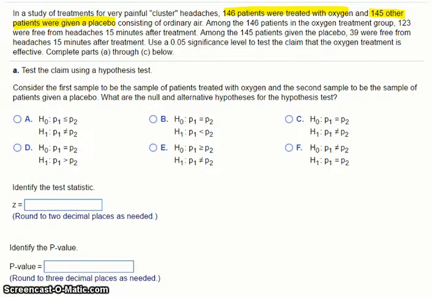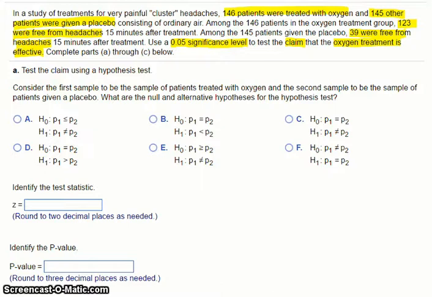Among the 146 patients in the oxygen treatment group, 123 were free from headaches 15 minutes after treatment. Among the 145 patients given the placebo, 39 were free from headaches 15 minutes after treatment. Use a 0.05 significance level to test the claim that the oxygen treatment is effective.